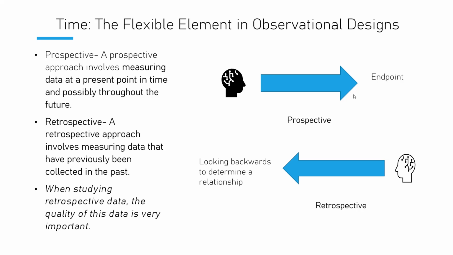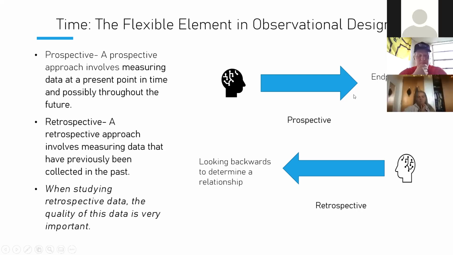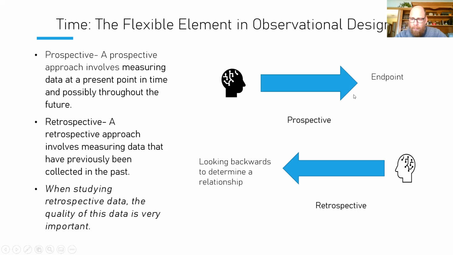Now, here's a question for you guys though. What do you think? What is a way that someone would be able to potentially study something retrospectively? What would they typically have to have at their disposal, or what's one thing that they might use to measure that data, or to even have access to that data?